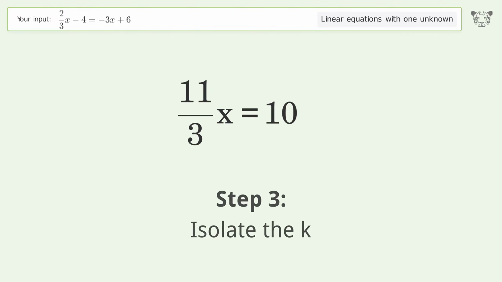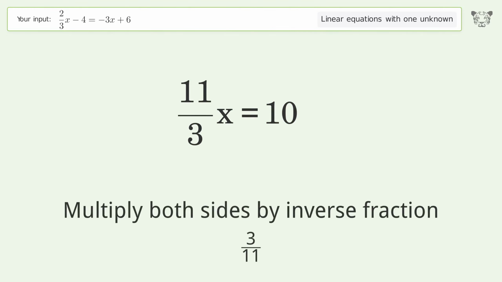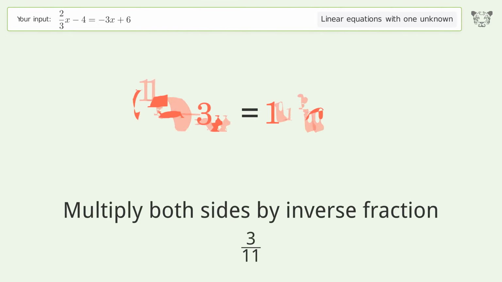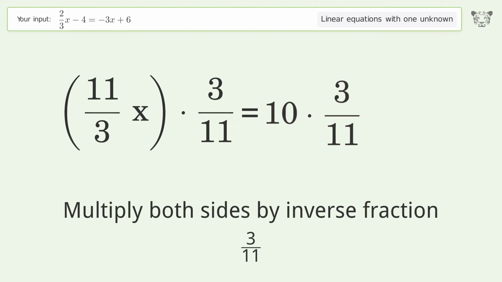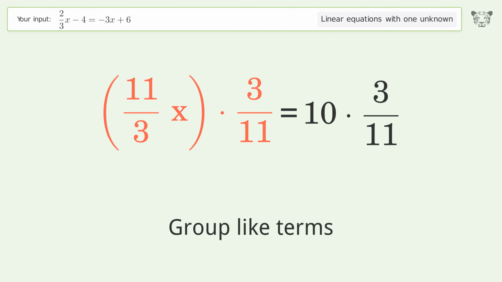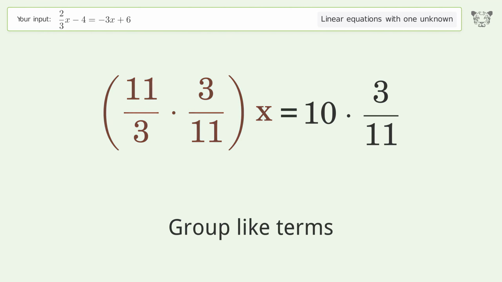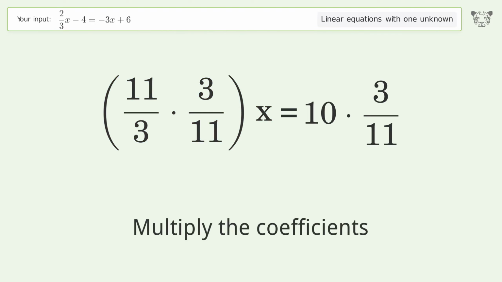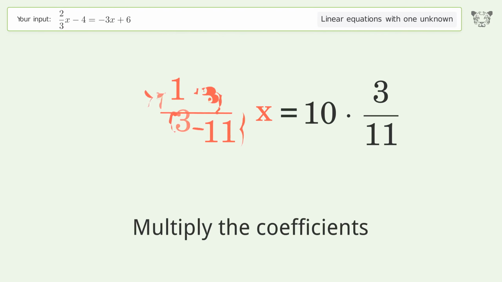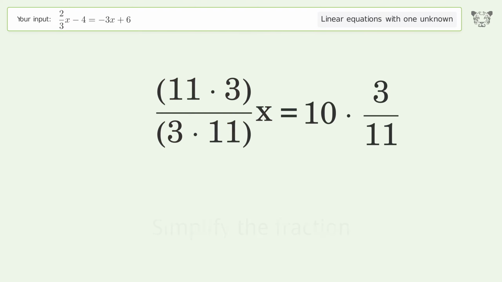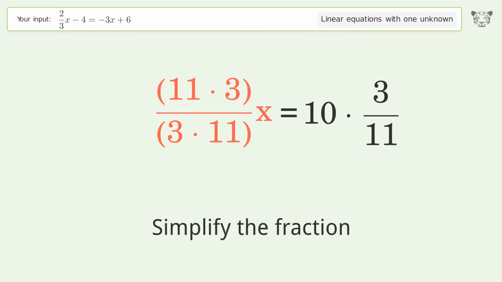Isolate the k. Multiply both sides by inverse fraction 3/11. Group like terms. Multiply the coefficients. Simplify the fraction.